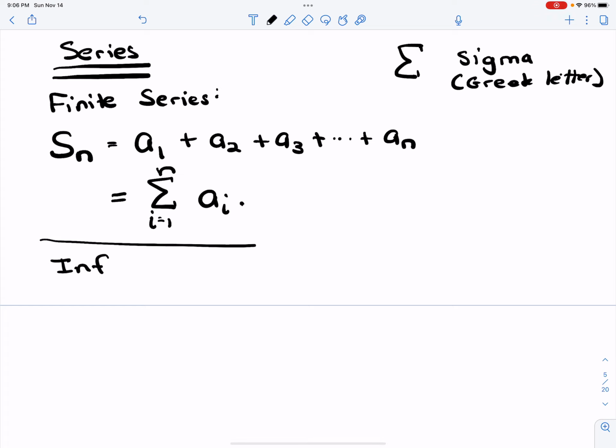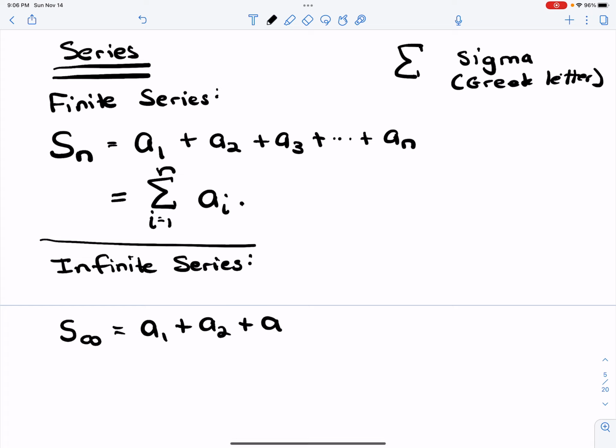Infinite series, well, it's just what it sounds like. You can use S sub infinity. You're still adding up those terms of a sequence, but remember now you're dealing with infinity. So you're not going to stop at a sub n, you're going to keep going past that forever. So you can use that little Greek summation symbol again if you'd like. You could say i equals 1 to infinity of a sub i.